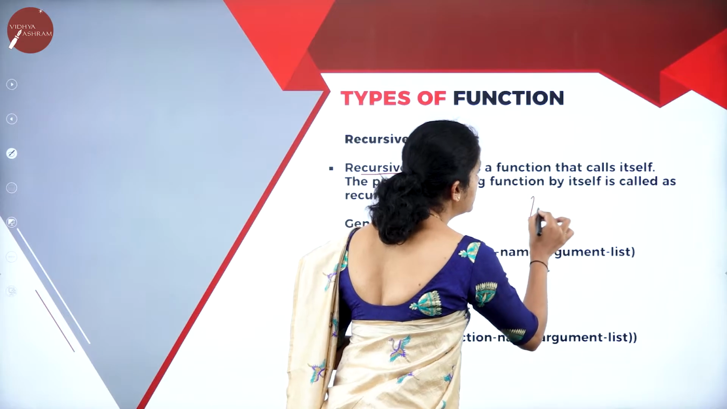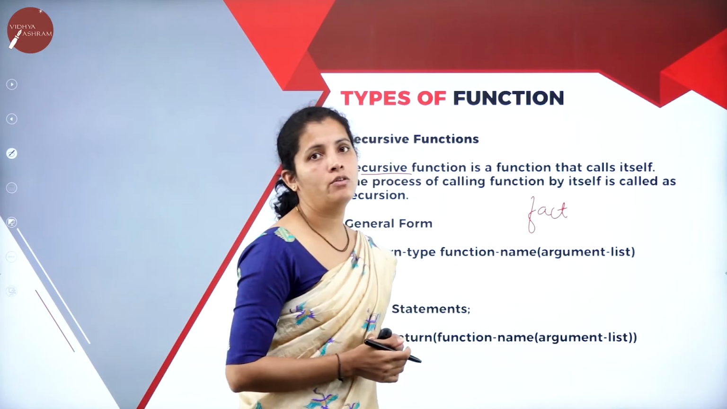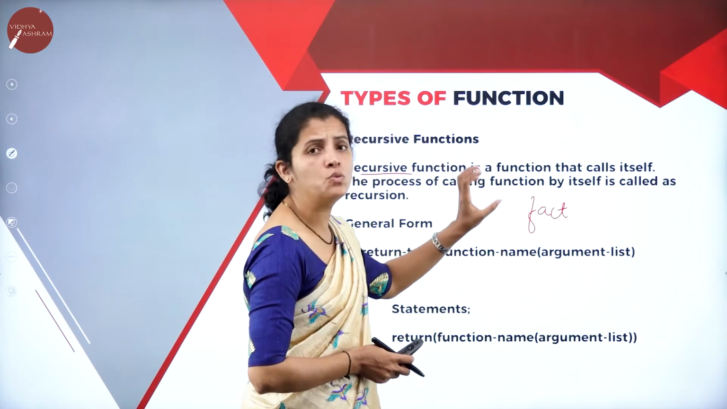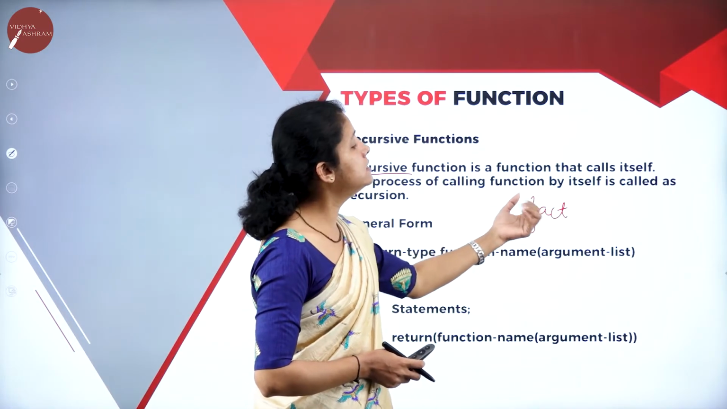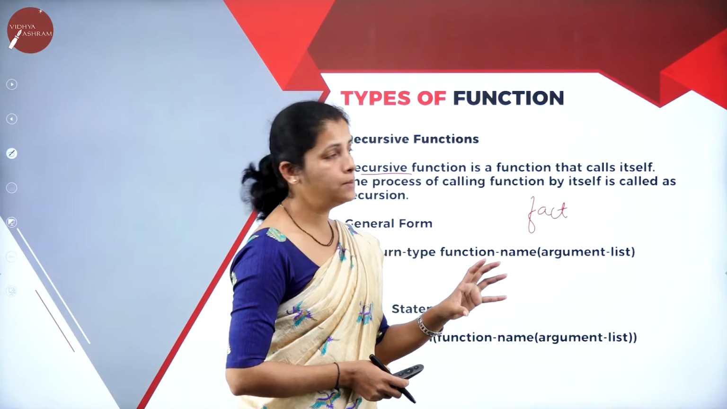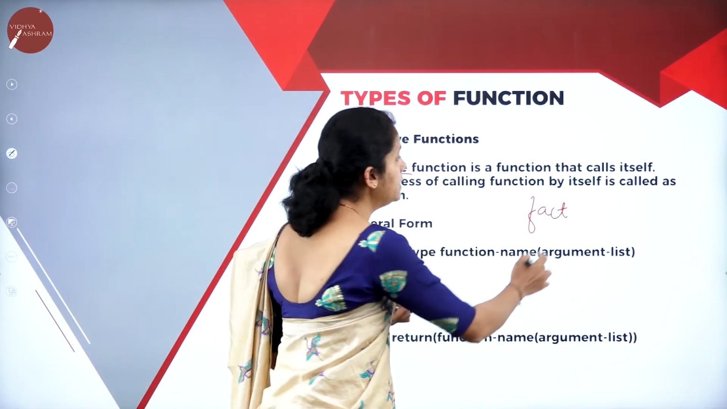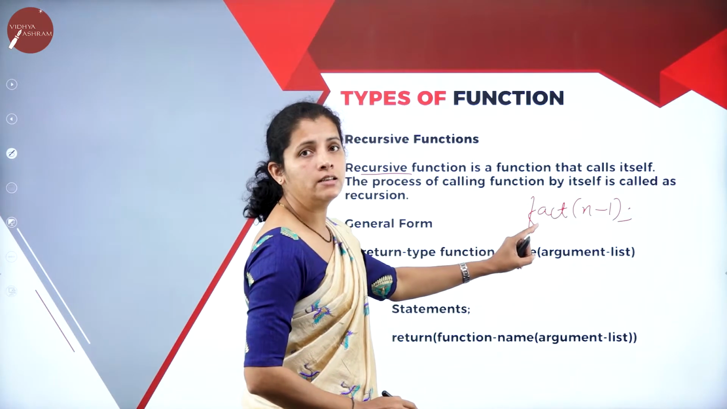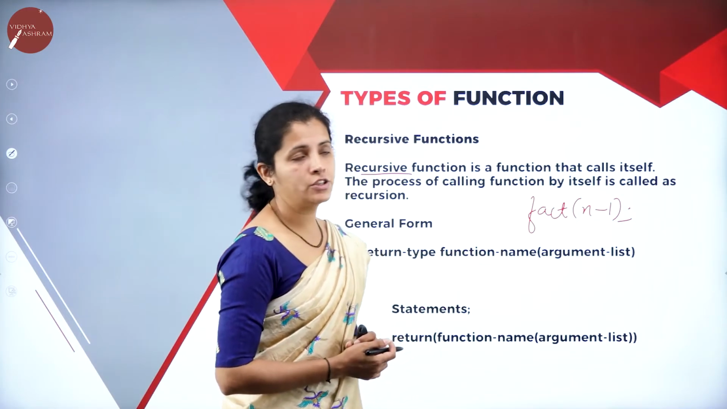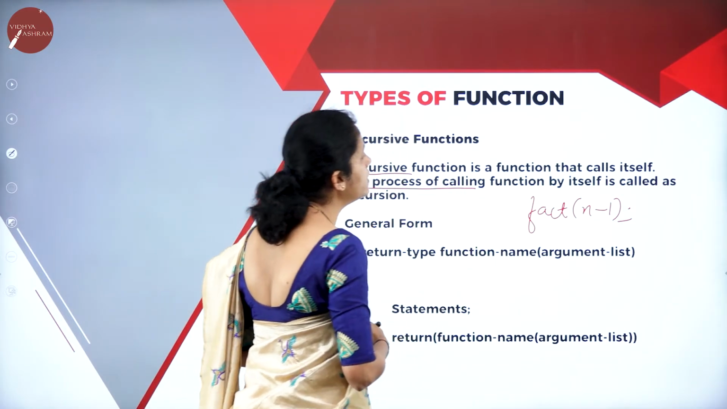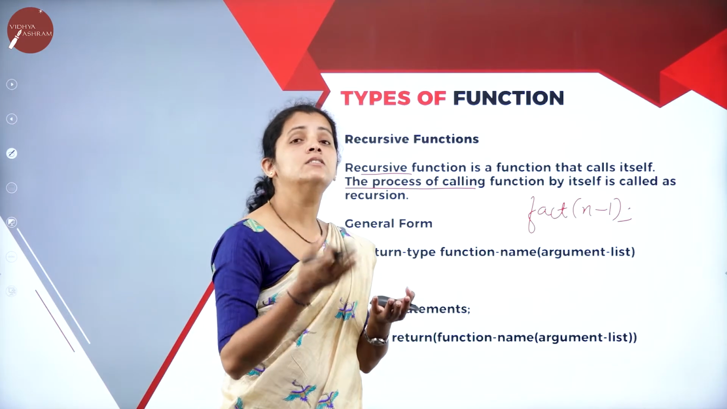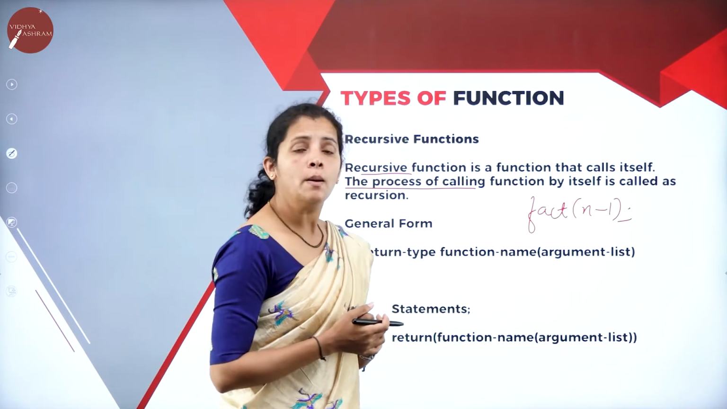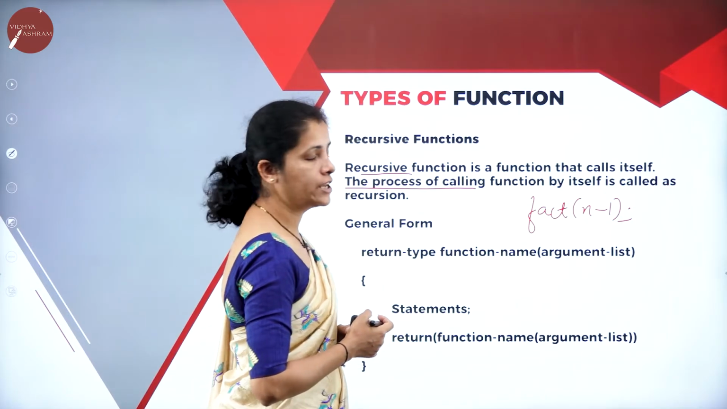Let me consider the example where I need to find the factorial of a given number. I'm going to call this function again and again. That means this function is going to call itself until the specified condition is true. Once the condition fails, it comes out of that function. The process of a function calling itself, where the same function is called again and again, is called recursion.